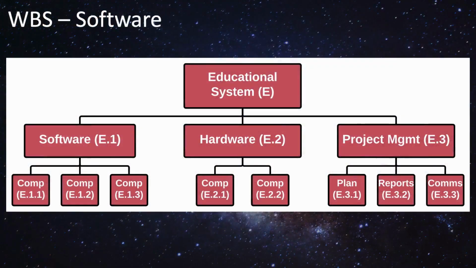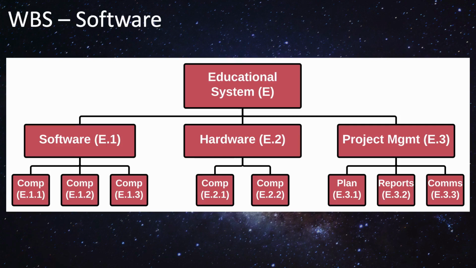Here's a very simple example of a work breakdown structure for a software development project. Let's suppose it's an educational system that needs to be developed. It has 3 main components of work in this project: the development of the software, the hardware, and then the project management. The software is further divided into its component parts, hardware as well, and of course, project management.